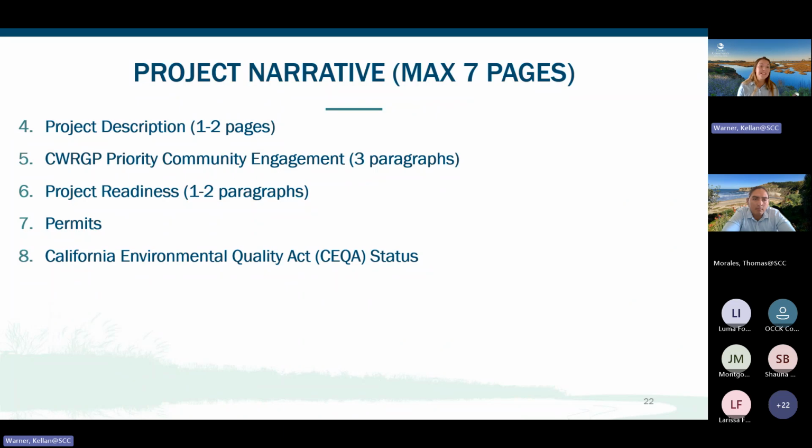is. And then similarly for 8, we want to know if your project is under the California Environmental Quality Act, or CEQA. And this is one of the things where if you have a question for your specific project about this, please don't hesitate to reach out to us by email, and we can talk about it over email or have a phone call or a Zoom consultation.